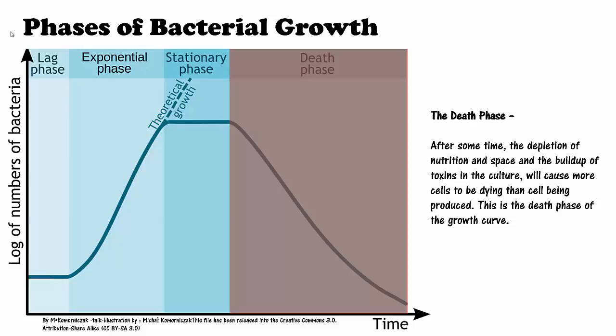Then we get to the death phase. After some time, the depletion of nutrition and space and the buildup of toxins in the culture will cause more cells to die than cells being produced. This is the death phase of the growth curve.